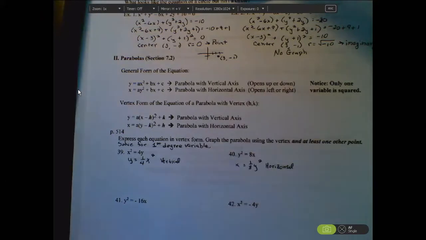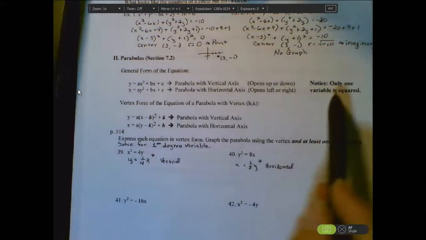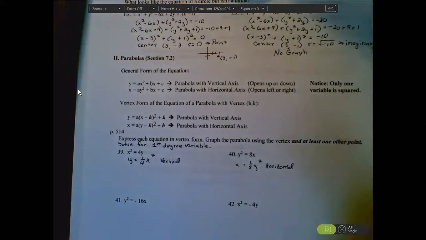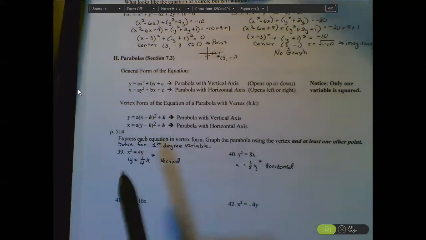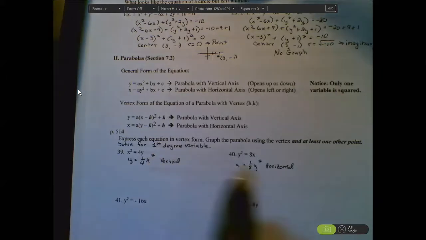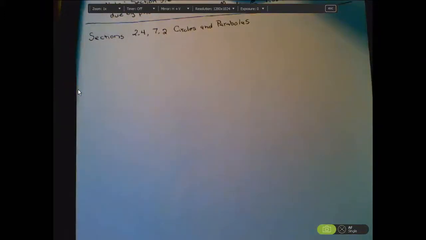All 3 of the other conic sections, the circles and the ellipses and the hyperbolas that we talk about in the next video, all of them have both variables squared. Circles, ellipses, hyperbolas, all of those have both variables squared. So it's a dead giveaway if you have an equation where only one variable is squared, that's going to be a parabola. And what determines whether it opens horizontally or vertically is which variable is squared. All right. Do you have any questions about any of those parabolas in the notes?